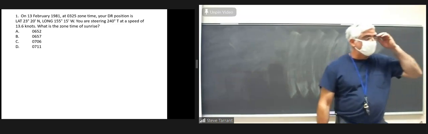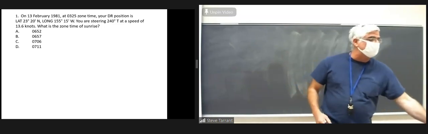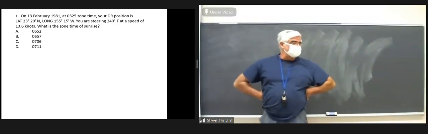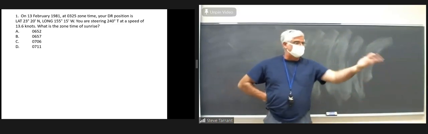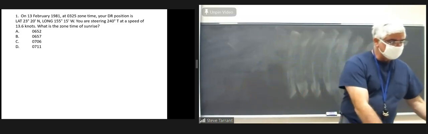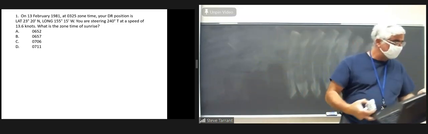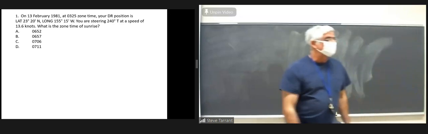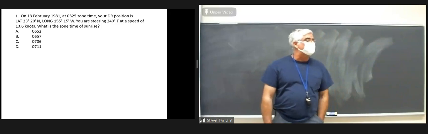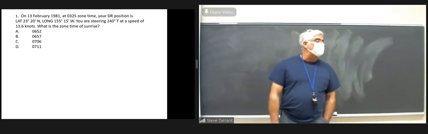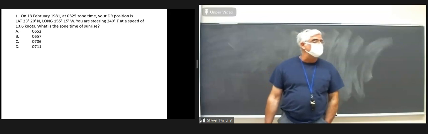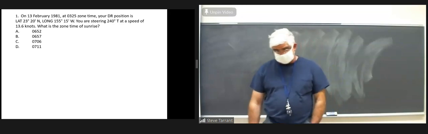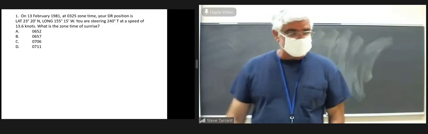Okay. So 13 February 1981 at 0325 zone time. Your DR position is 23 20 north by 155 15 west. You're steering 240 at a speed of 13.6 knots. What is the time of sunrise?